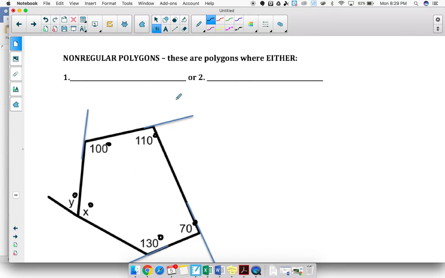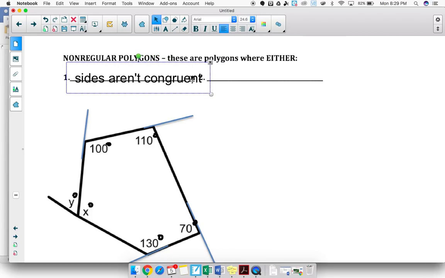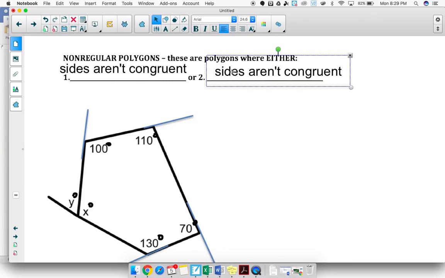Non-regular polygons, really, two things are going to happen. We're going to have the sides, let me just use the writing tool, the sides aren't congruent. That's one option. And sometimes they don't label the sides. The other option would be if the angles aren't congruent, and you can't have one without the other. But sometimes they don't label everything.